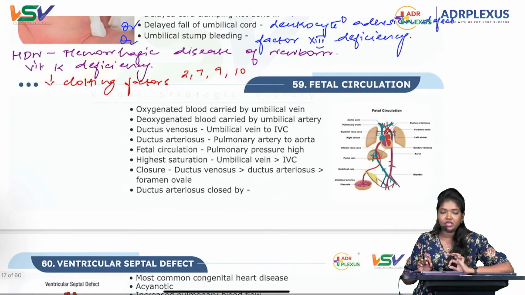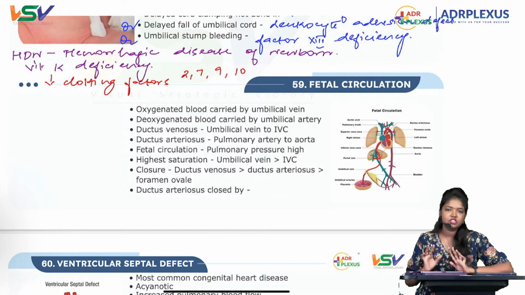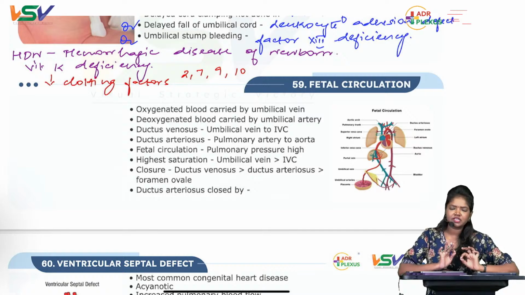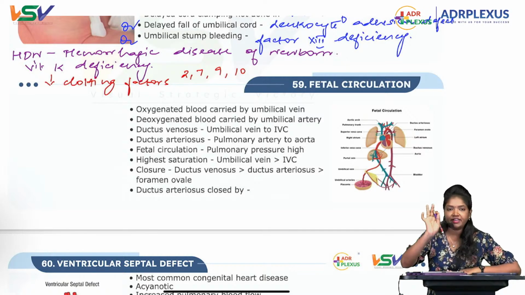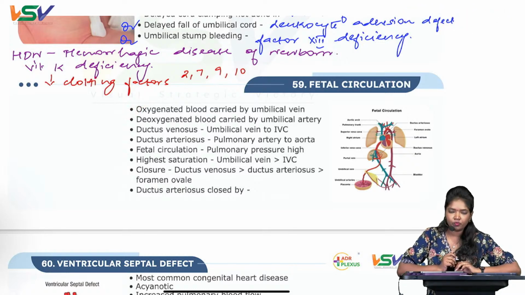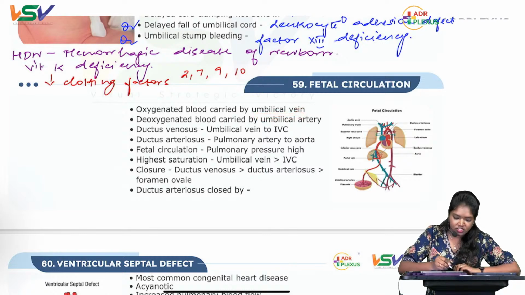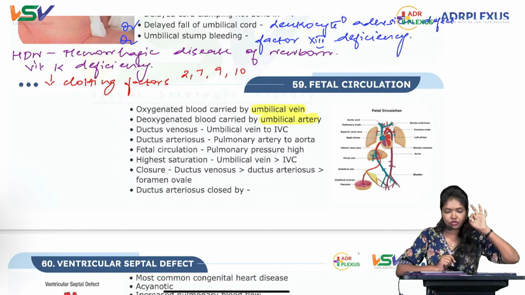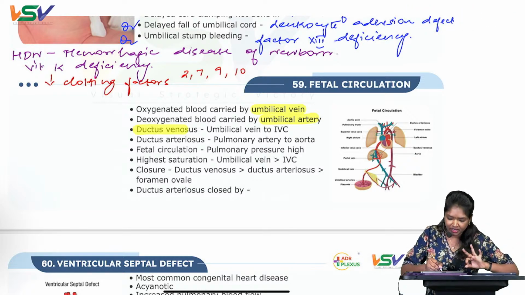Moving on to the next VSV. So the next VSV is fetal circulation. Fetal circulation extensively we have discussed already. Now we are going to the key points, what all can be asked in the question. Okay. So fetal circulation starts from placenta. Tell me, oxygenated blood is carried by whom? Umbilical vein. Deoxygenated blood is carried by whom? Umbilical artery. Yes. So they have three bypass mechanisms. What are they? Ductus venosus, ductus arteriosus, and foramen ovale.